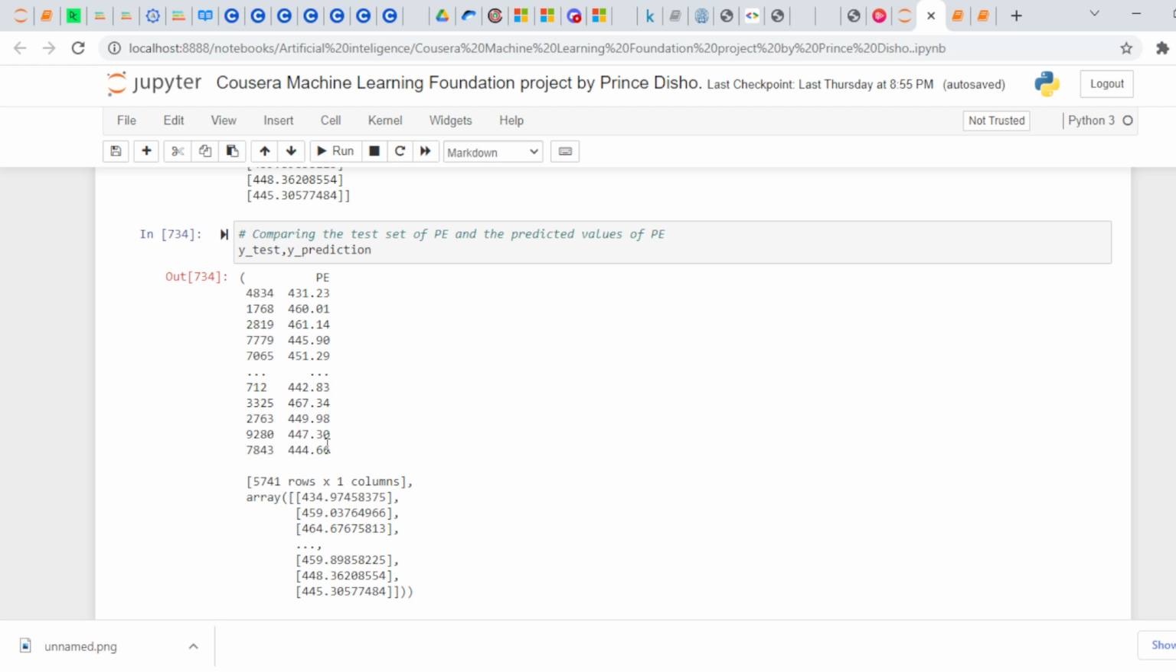Let's go ahead. One of the very important things is to know the metrics of your model: how good your model is, and how it has minimized the error. We use the mean squared error function from the sklearn metrics. As you can see, you have got a mean squared error and the root mean squared error. The mean squared error is very low. The lower the mean squared error, the better your model is.